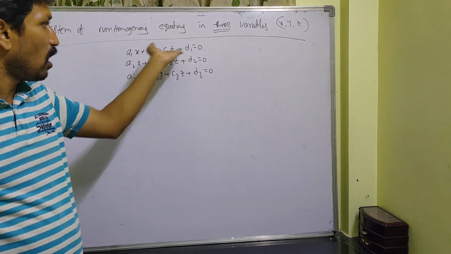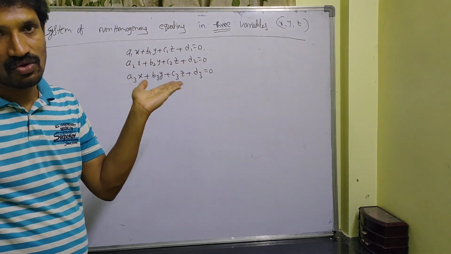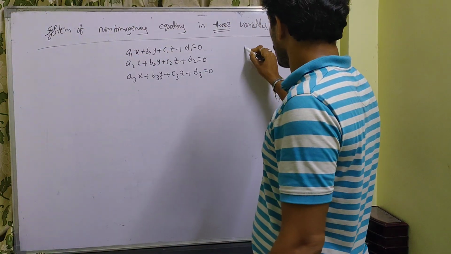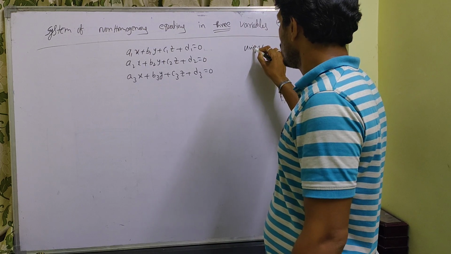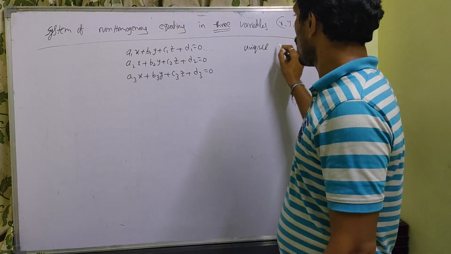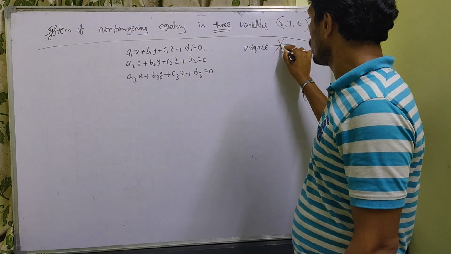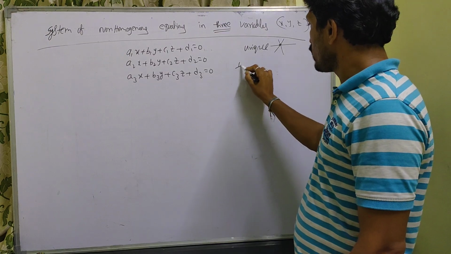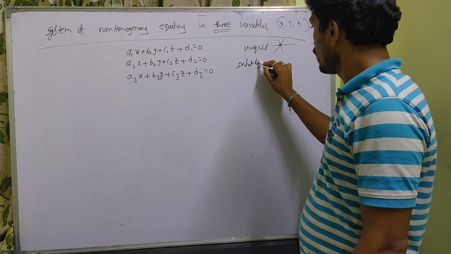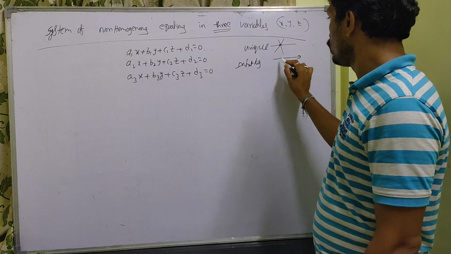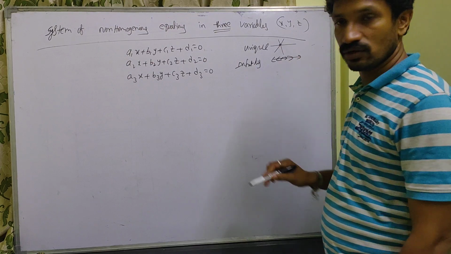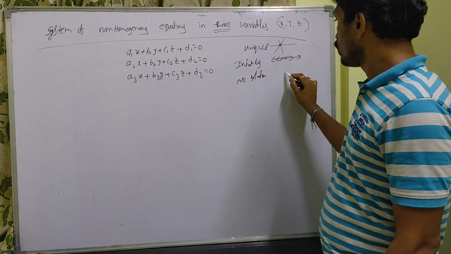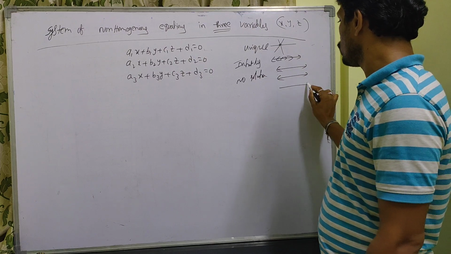No solution means all three equations are parallel. Consistent with a unique solution means graphically you can see the three equations and this is the common solution. Infinitely many solutions means all are coincident. No solution means the three equations are parallel, so they never match.